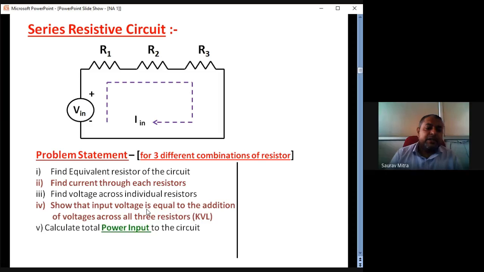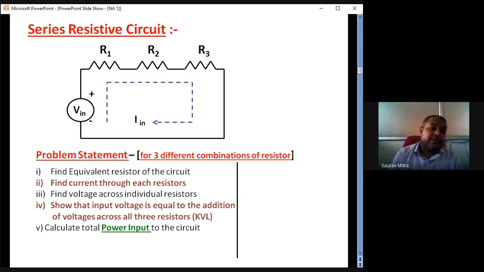The fifth point is something new for you. Calculate the power input to the circuit. Now for a resistive circuit, the input power has 2-3 different definitions. So power is equal to voltage into current. So power is equal to V into I. Now V, as per Ohm's law, you can also say as I into R. So power is equal to V into I, or power can be equal to I square R.